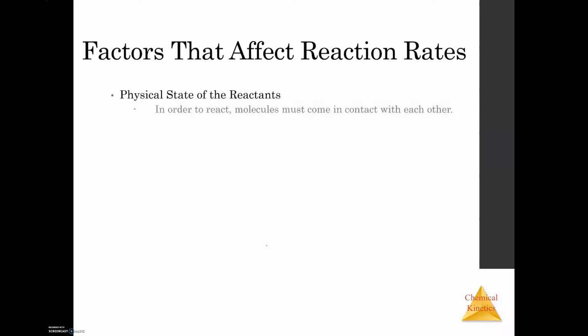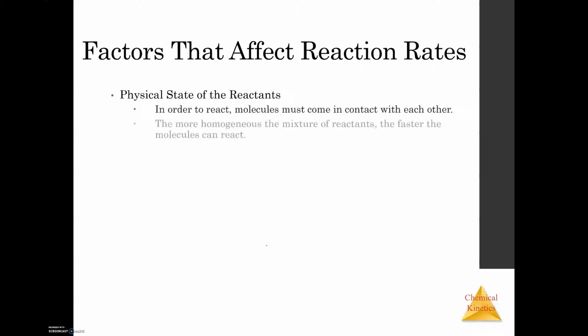So there are several factors that will affect the rate of reaction. The first one is the physical states of the reactants. In order for reactants to react, the molecules must first come in contact with each other. When we talk about the different physical states, you have solids, liquids, and gases. Gases are more likely to interact with each other than the liquids and the solids.